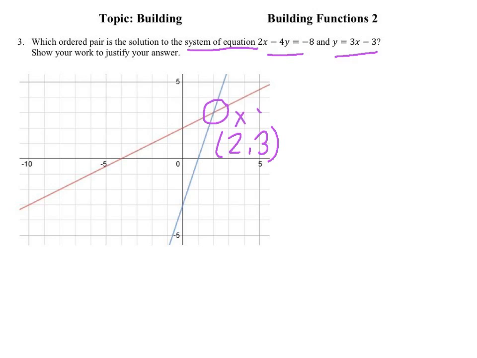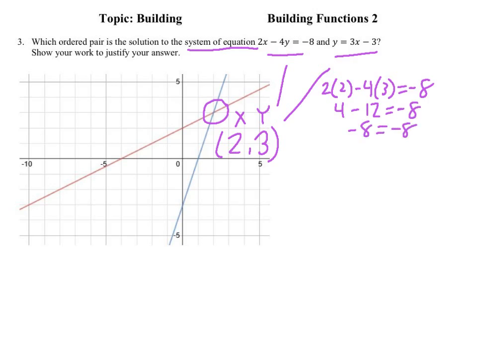So, this is my x and y values. So, let's plug them into each equation. So, I have 2 times x, which is 2, minus 4 times y, which is 3, equals negative 8. So, I get 4 minus 12 equals negative 8. Does negative 8 equal negative 8? Yes. So yes, it works for this one.